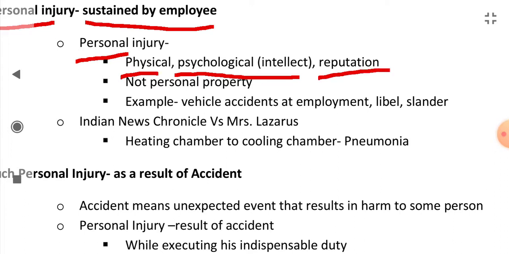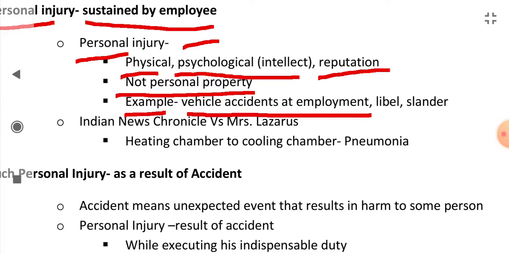Not personal property. Injury to personal property, like any goods of the workman, or injury to his property, will not be included in personal injury. Examples are vehicle accidents at employment, they come under personal injury. Or libel or slander, they are injury to his reputation. These are all personal injuries.